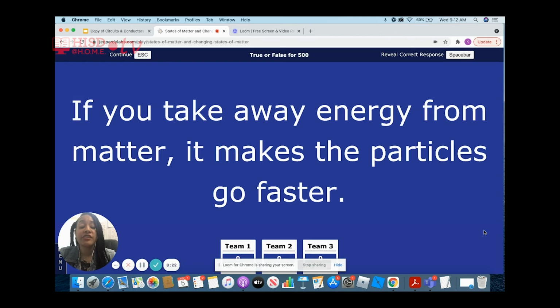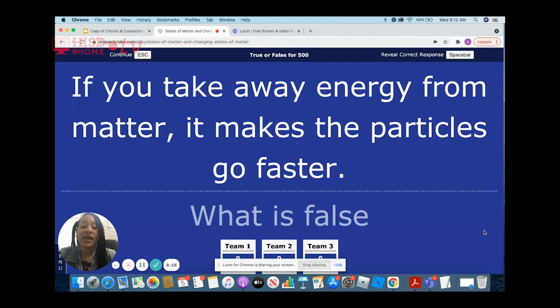And last question for 500. If you take away energy from matter, it makes the particles go faster. Right. That would be false. When we add energy to matter, it makes them go faster. When we take away energy, it makes them go slower.